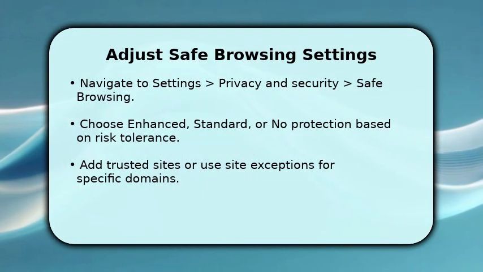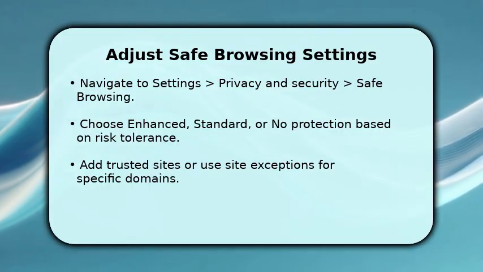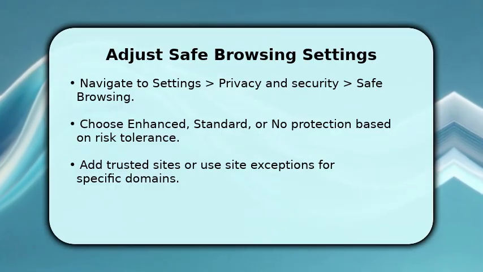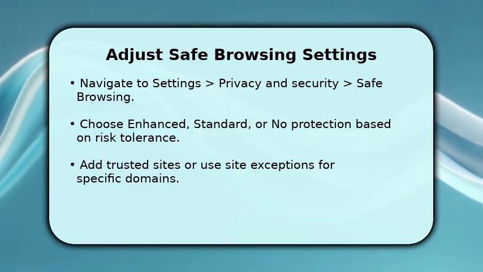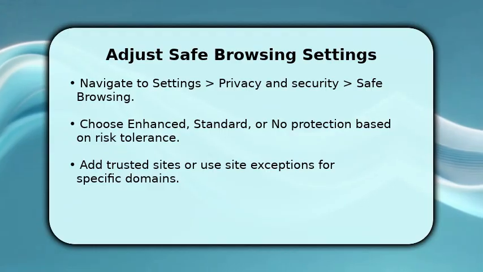Now, carefully adjust safe browsing so the browser matches your risk tolerance while understanding the trade-offs. Open Privacy and Security, find Safe Browsing, and select Standard or Enhanced for protection. Only choose No Protection if you fully understand the exposure.